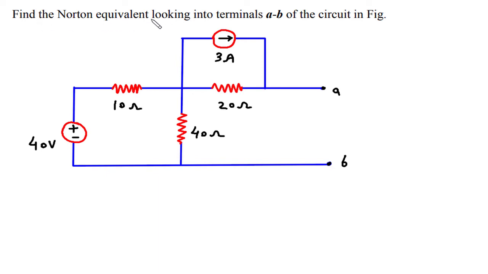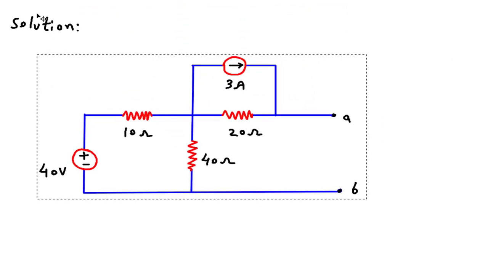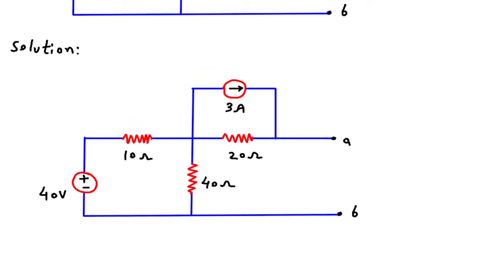Find the Norton equivalent looking into terminals AB of the circuit in figure. Solution. First we will redraw the circuit. Now we have to find Rn and In.